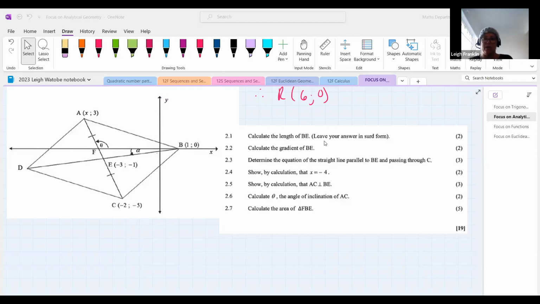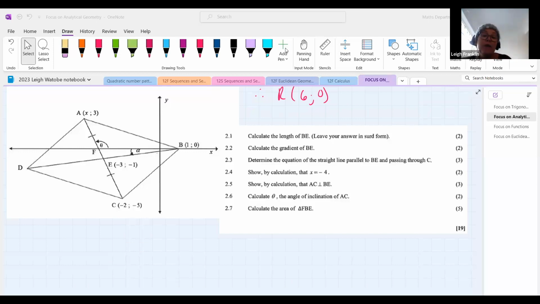In this particular question, we see the same sort of things. In 2.1, calculate the length. 2.2, the gradient. 2.3, the equation of a straight line. Question 2.4 is an x coordinate. Again, proving that lines are perpendicular. We've been through all of this. Calculating theta and angle of inclination. Look here at question 2.7.